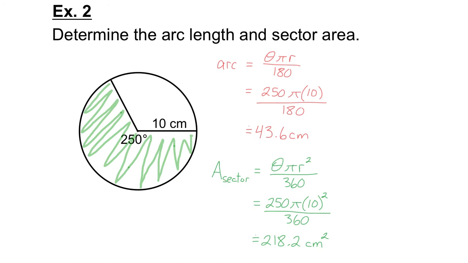The sector area, or A sector, as I've labeled it, is theta pi r squared over 360. Sub in my values for theta and r. Do the calculation. It's about 218.2 centimeters squared. Remember, centimeters squared because it's area.